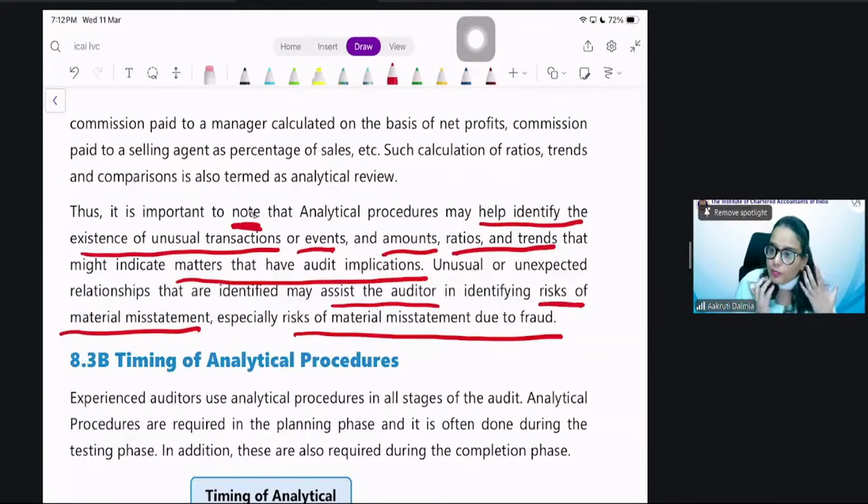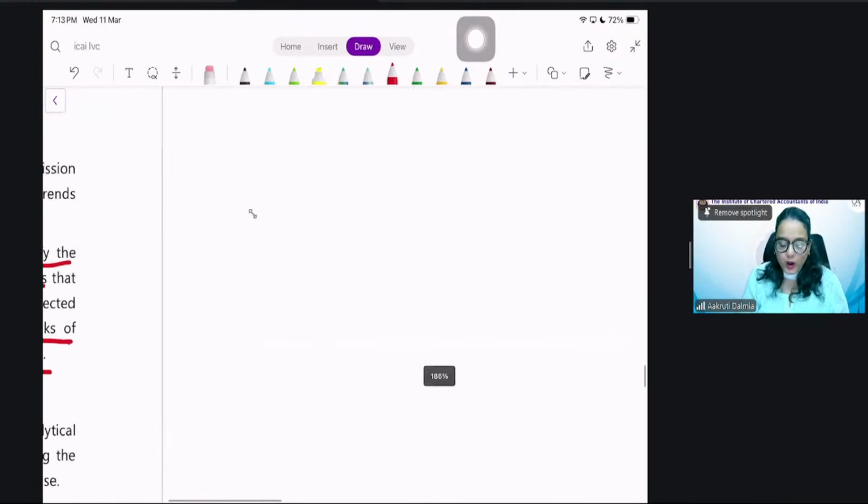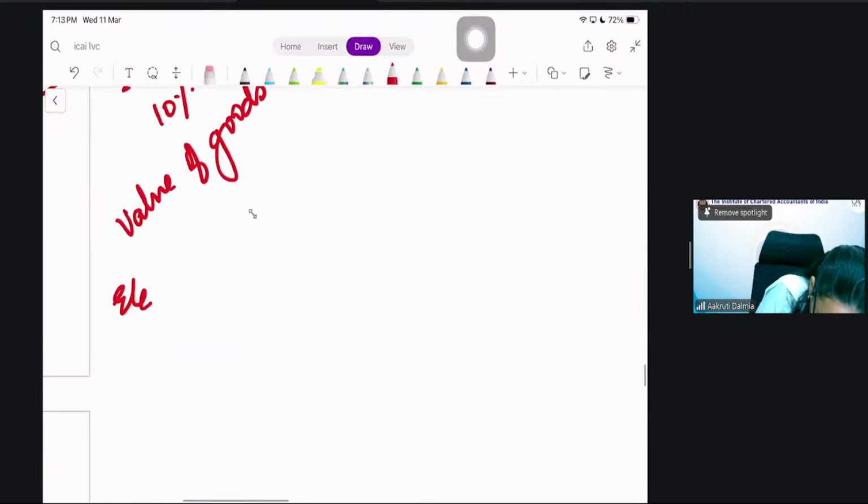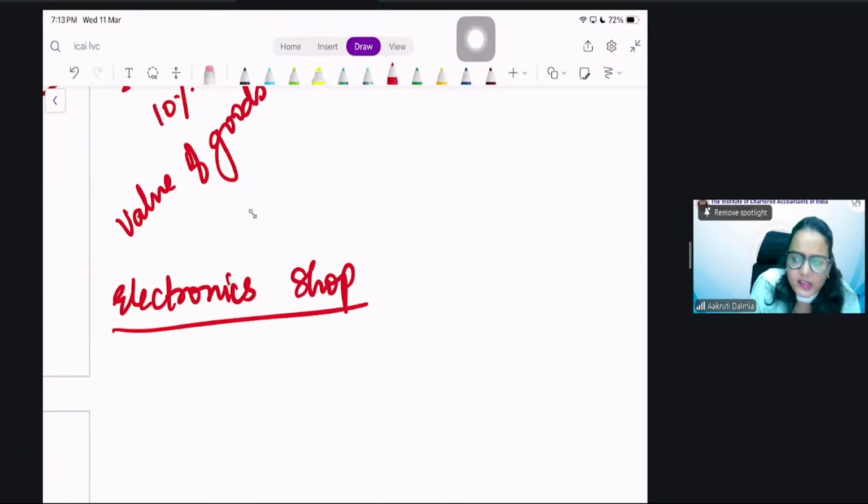So one of the most important things, do you know that it is very, very rare that you will find fraud by doing just vouching? Most of the time, you will find frauds by actually doing analysis. So there was one case, one electronics shop. A very small local tax audit. Okay. There was one electronics shop.